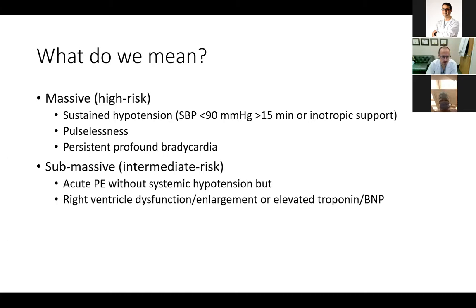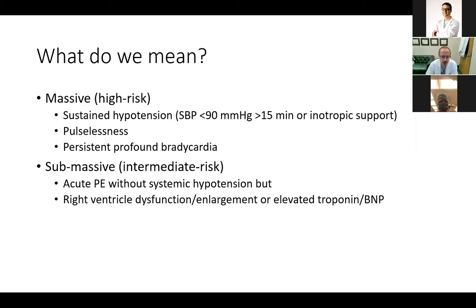So just as a refresher, massive pulmonary emboli and submassive, the differentiation is not really about clot burden per se, but more about the physiologic impact of the pulmonary embolus. So massive pulmonary emboli are those that are associated with sustained hypotension or hemodynamic instability. And submassive are split into two groups, high risk and not high risk. And that really is dependent on imaging and biochemical markers.